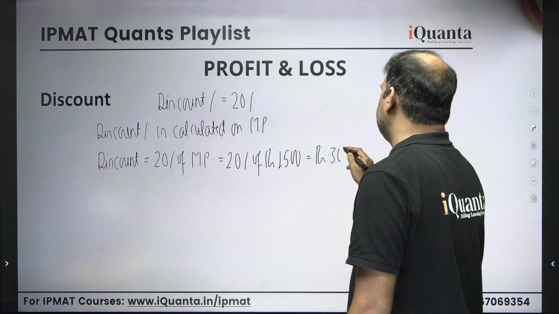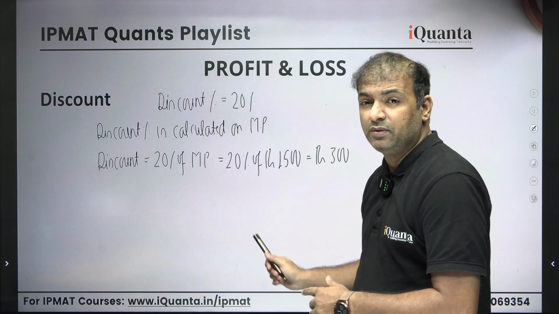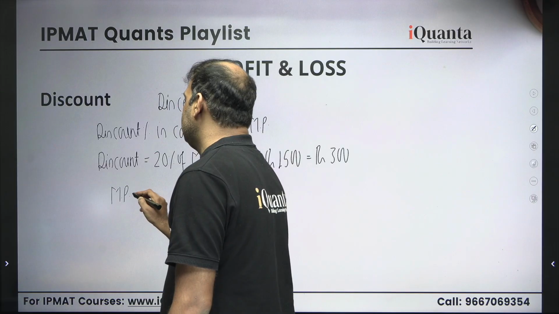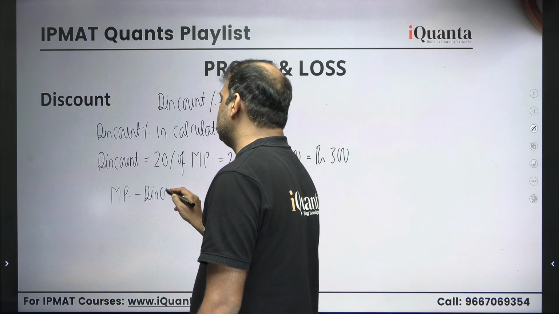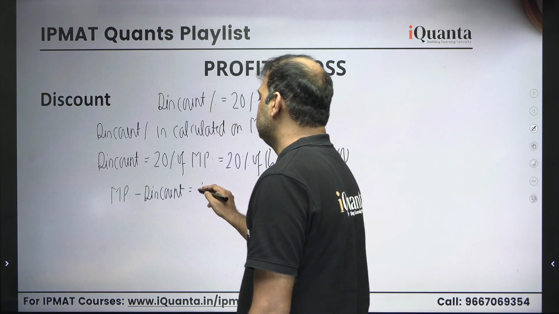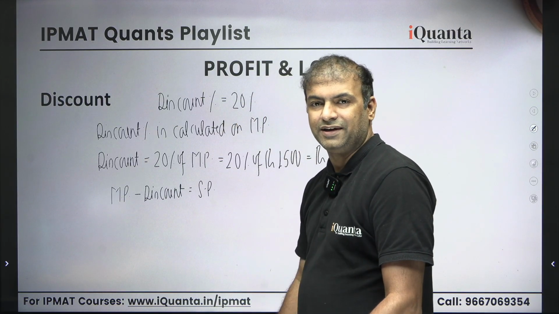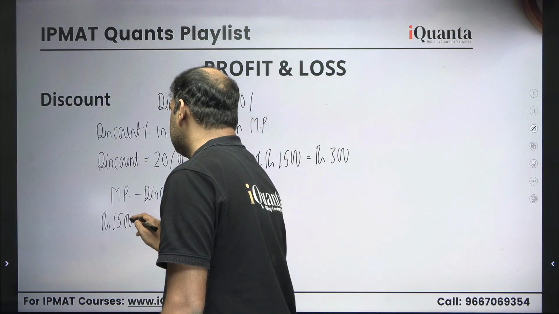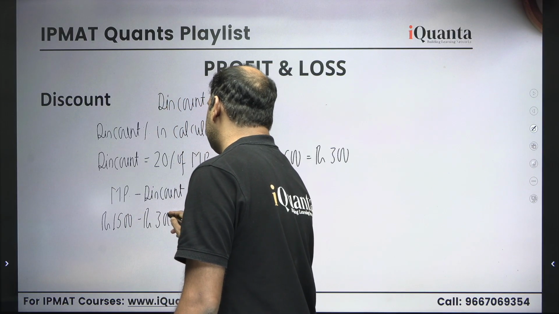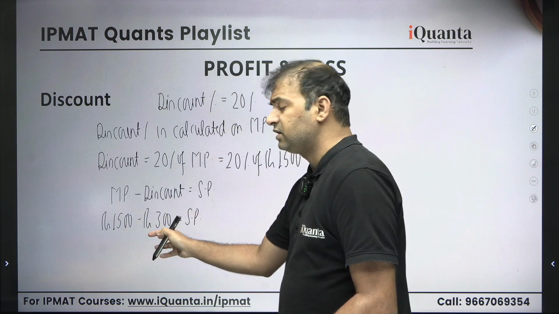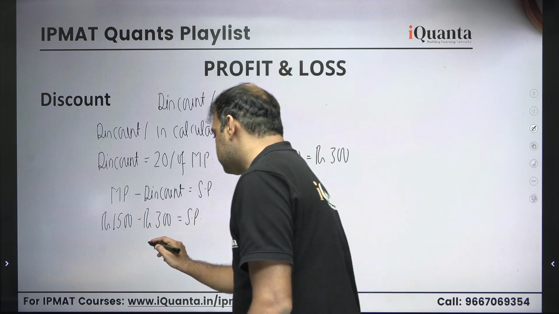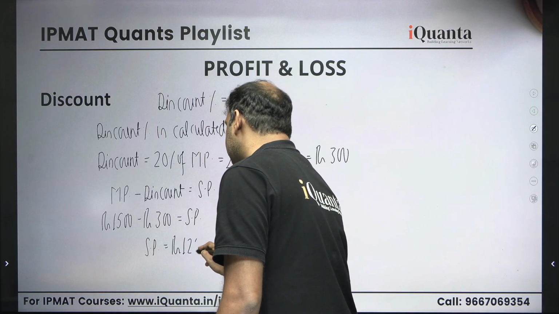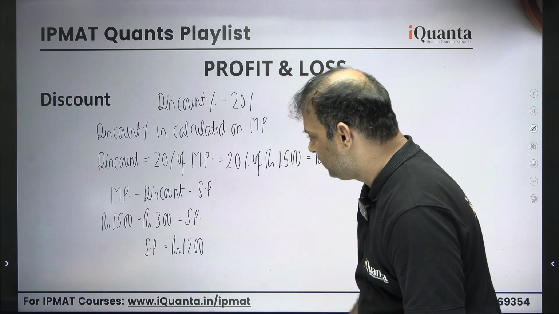Now see guys, we got the amount of discount, and this discount amount is subtracted from the marked price, right? MP minus the discount, and then we get the final selling price, at which the shopkeeper is selling something. So the marked price here is 1500, the discount is 300, so 1500 minus 300 should be the selling price. 1500 minus 300 is nothing but 1200, so the selling price has to be rupees 1200 in the end. Okay, now this is how we did it in a very basic manner.